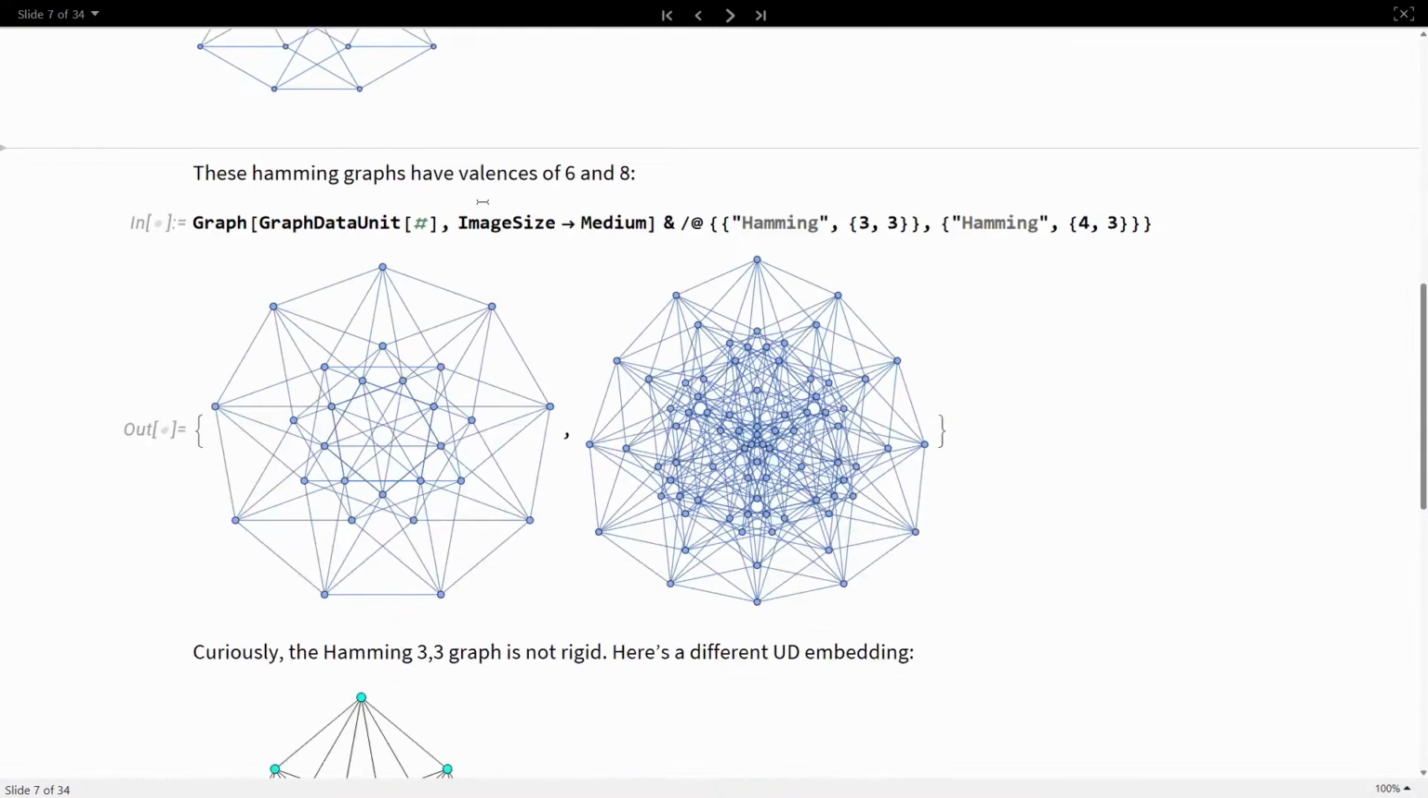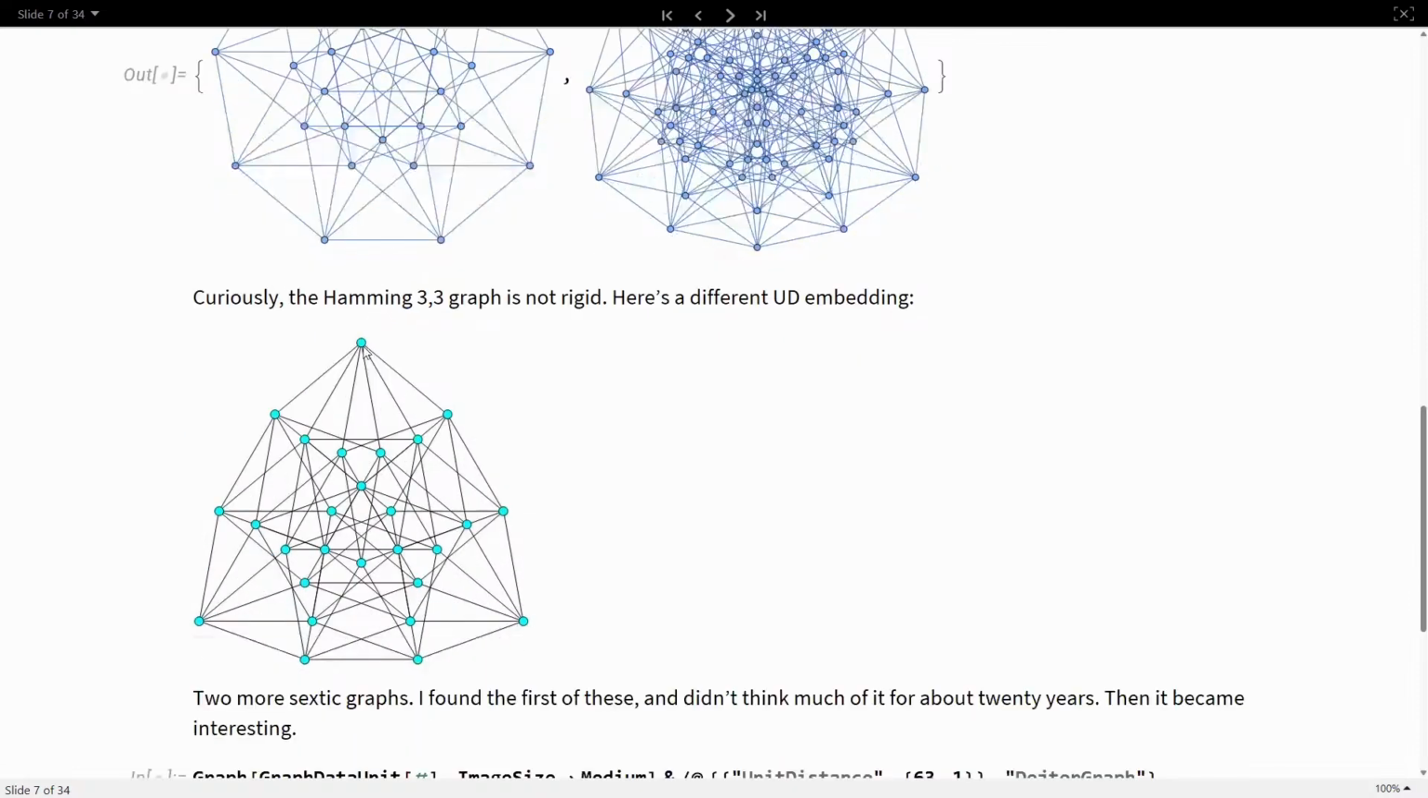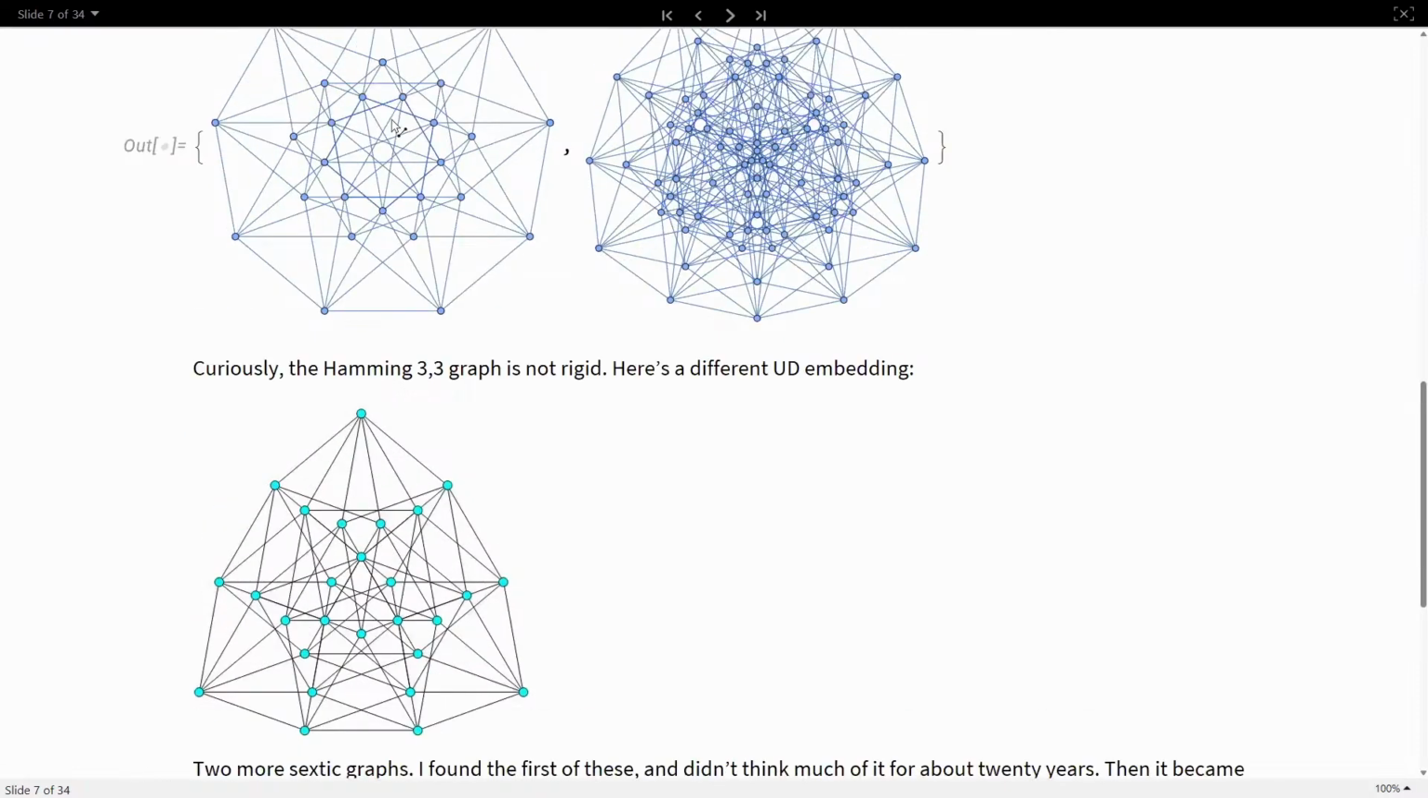Another way of getting a valence of 6 or 8 is to use the Hamming graphs. That's what these are. This is the Hamming 3-3 graph used in error correcting codes. Curiously, even though this graph looks like it's got a whole bunch of bracing triangles, it's not a rigid graph, and you can deform it. These are the same graph here. Well, the one is just basically deformed, even though everything is unit distance edges. You can still mess around with the graph by moving vertices around.